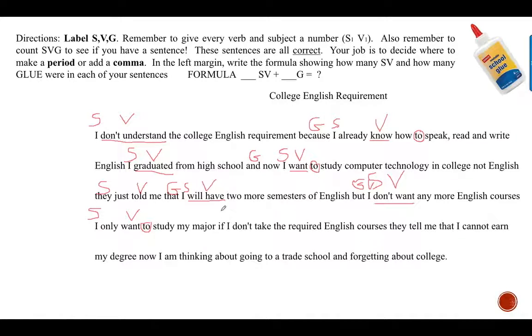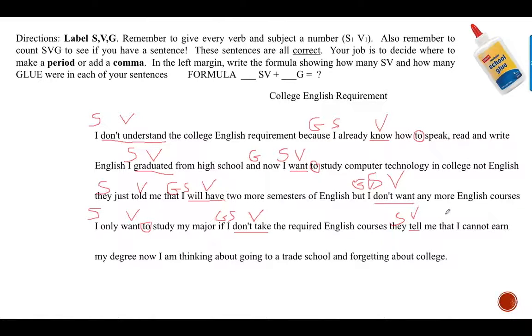Here's if, another perfectly good glue we have there. And then we have an S, which is I, and then we have don't take, which is right here. And the required English courses, oh, here's they, another subject. Tell, we're going to underline just tell, me is the object.